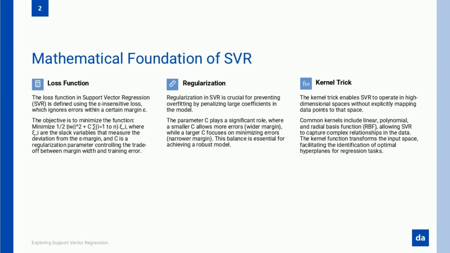There is also a trade-off between how strict or lenient the model should be. This is controlled by a regularization parameter called C. A small C allows a wider margin, meaning the model is more forgiving with errors. A large C, on the other hand, forces the model to be more precise, making it try harder to fit every point as accurately as possible, but being too strict can lead to overfitting, where the model starts memorizing noise instead of learning true patterns.